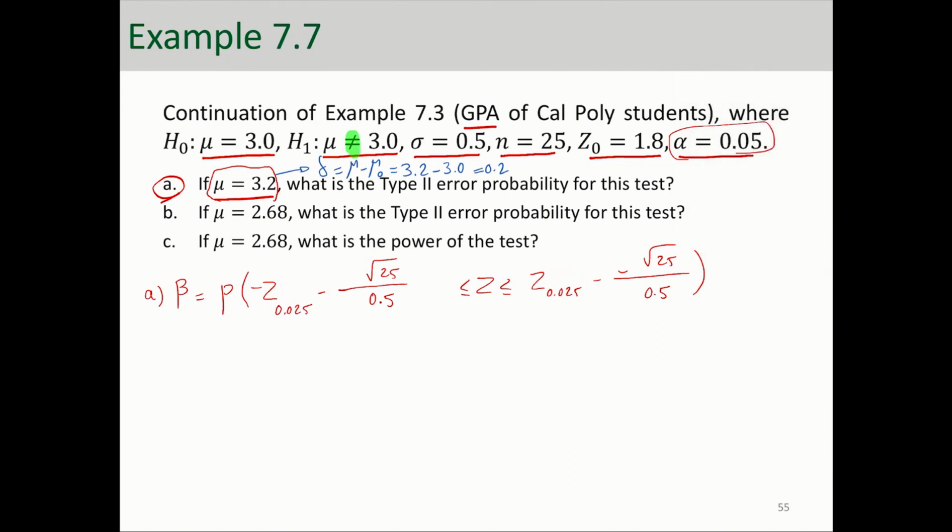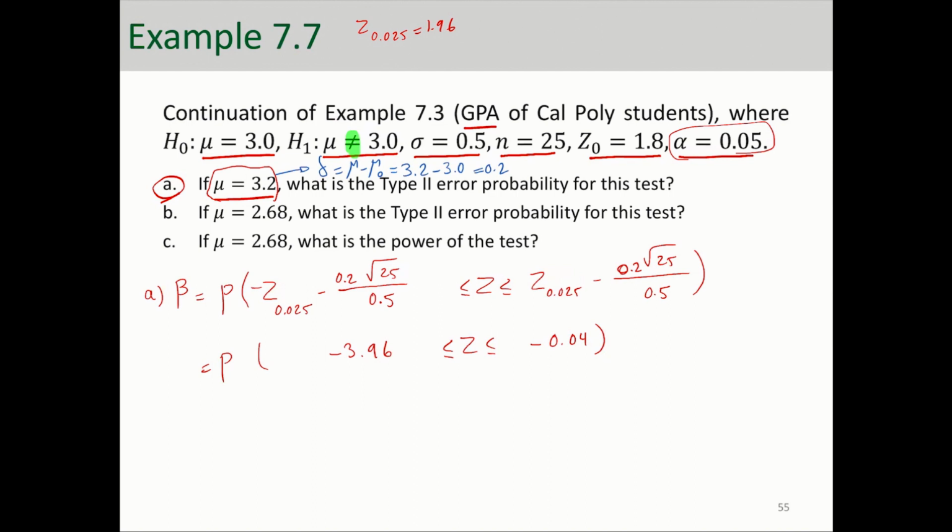0.2 here, 0.2 here. And these z values, we know that from before, z of 0.025, that is 1.96. That's from the table. So if we replace 1.96 here and 1.96 here and calculate these two parts, we'll get the probability of z between negative 3.96 and negative 0.04.